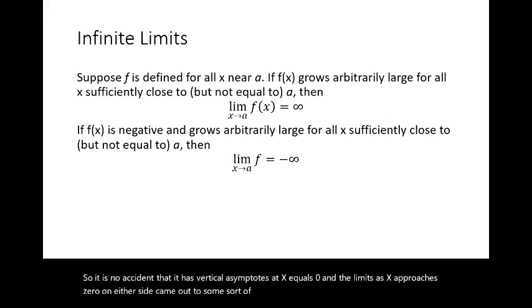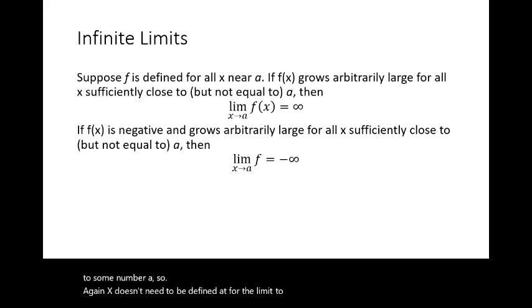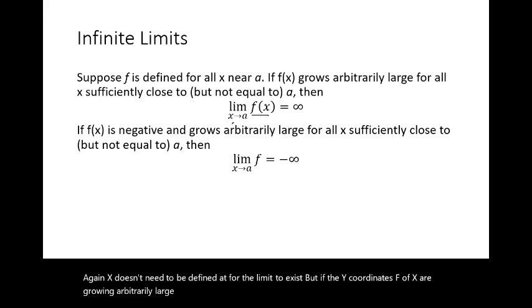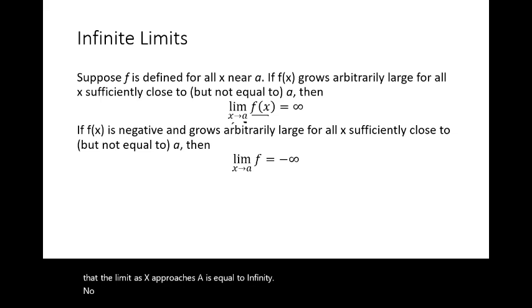Now, an infinite limit is what happens when your graph either grows arbitrarily large or arbitrarily small for all x's that are sufficiently close to some number a. So again, f doesn't need to be defined at a for the limit to exist, but if the y-coordinates f of x are growing arbitrarily large for all x's that are sufficiently close to, but not equal to a, then we say that the limit as x approaches a is equal to infinity. Now, if the y-coordinates grow arbitrarily small, then you can also have a limit equaling negative infinity as well.